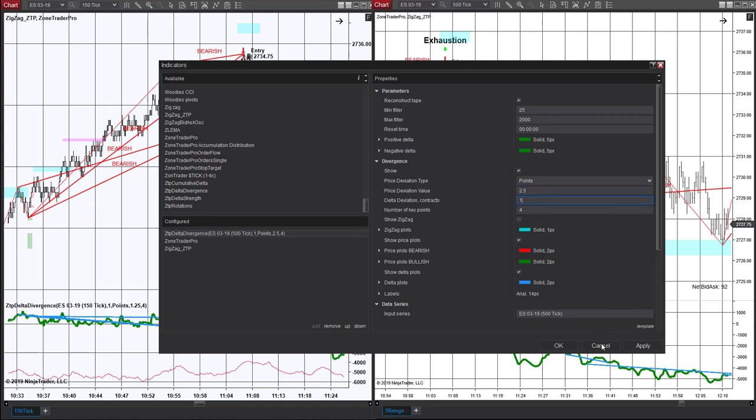We then have the ability to look at delta deviation in the number of contracts. What that means is that if you set it at 1, the deviation can be as small as 1 in order to show the divergence. If you'd like to only see divergences that have significant numbers of contracts, you could raise that up and say 100 or 1,000. The last part is the number of key points that we want to check against to see divergences. I've unchecked the box for show zigzag because I don't want its zigzag to overlay the indicator itself.